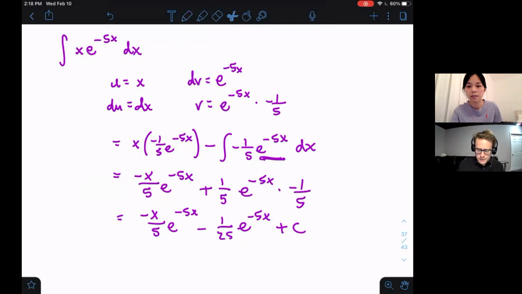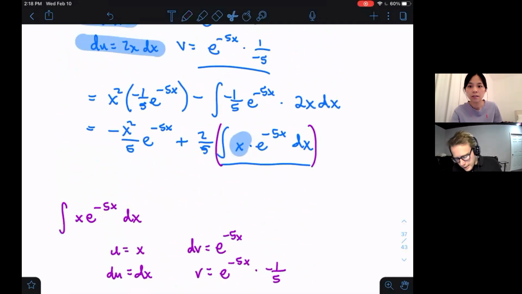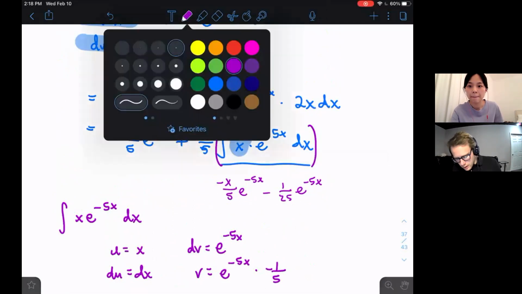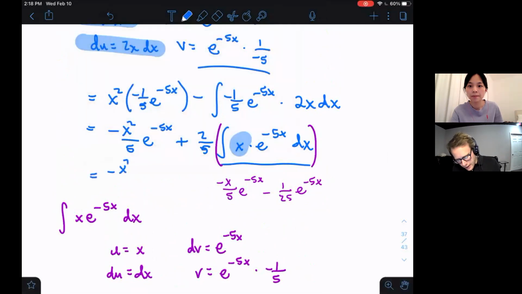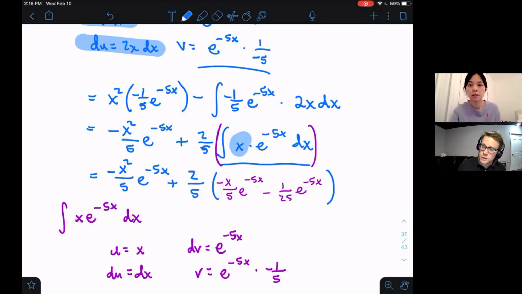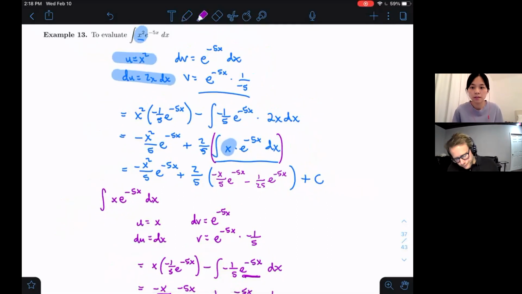Let's go ahead and copy this and move this up. Like I said, once we have this answer here, we can just input it here. So let's make this our final answer, negative x squared over 5 e to the negative 5x plus 2/5 times this integral, which notice that that 2/5 has to be distributed to both pieces, right? It's 2/5 times the entire answer there. So one common mistake that I see is folks only take the 2/5 and multiply it by the first bit, and they forget about the second bit, plus a constant of integration. And so this right here will be our final answer.